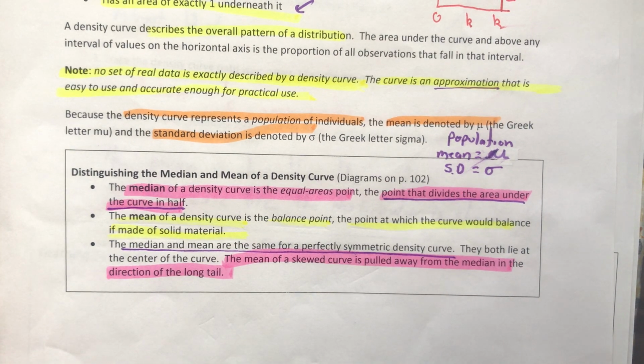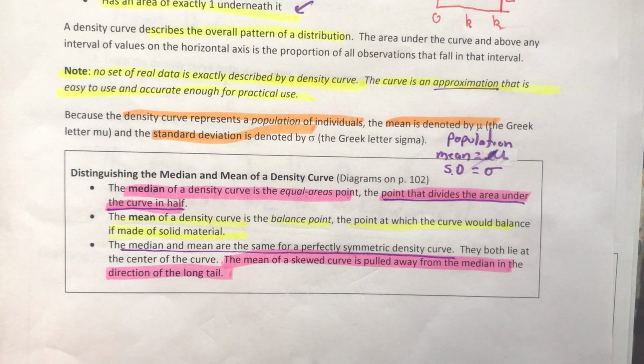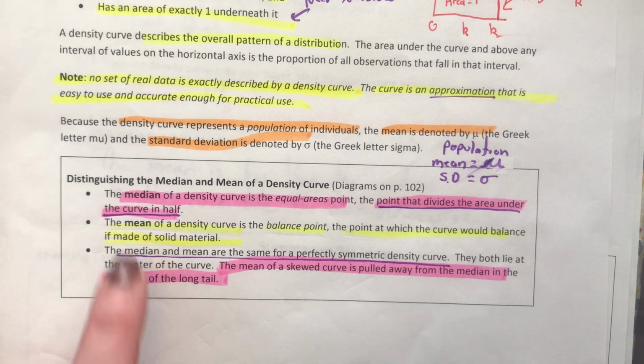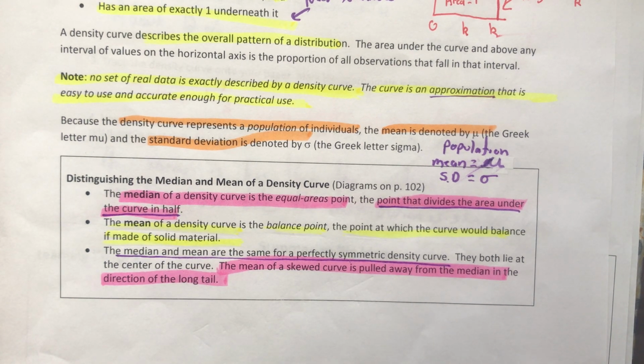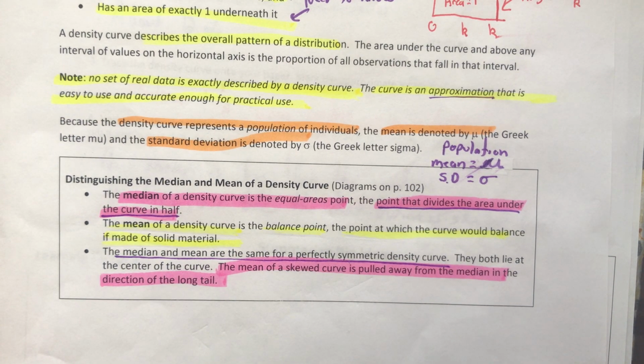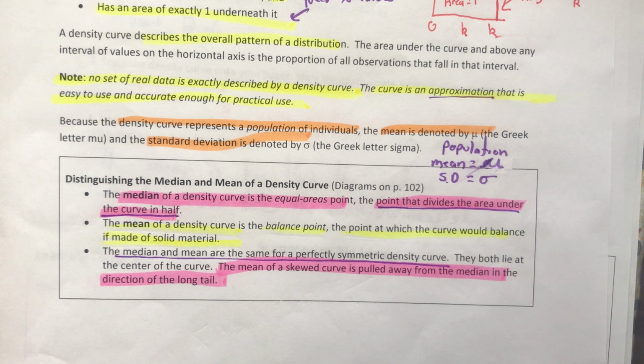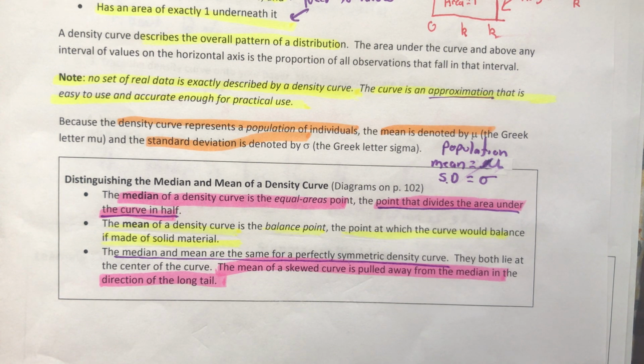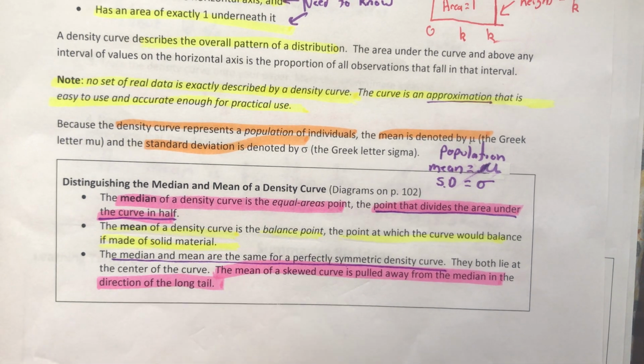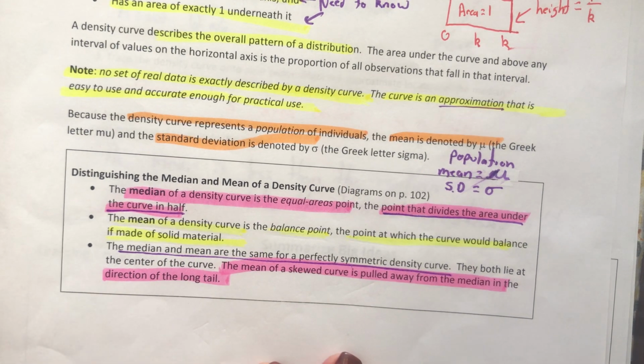When looking at the median and the mean on a density curve, the median of a density curve will cut the area in half. The mean of the density curve is the balance point, the point at which the curve would balance if it was made of a solid material. The median and the mean are the same for a perfectly symmetric density curve. They both lie at the center of the curve. The mean of a skewed curve is pulled away from the median in the direction of the long tail. So go ahead and pause this and try the next check your understanding.